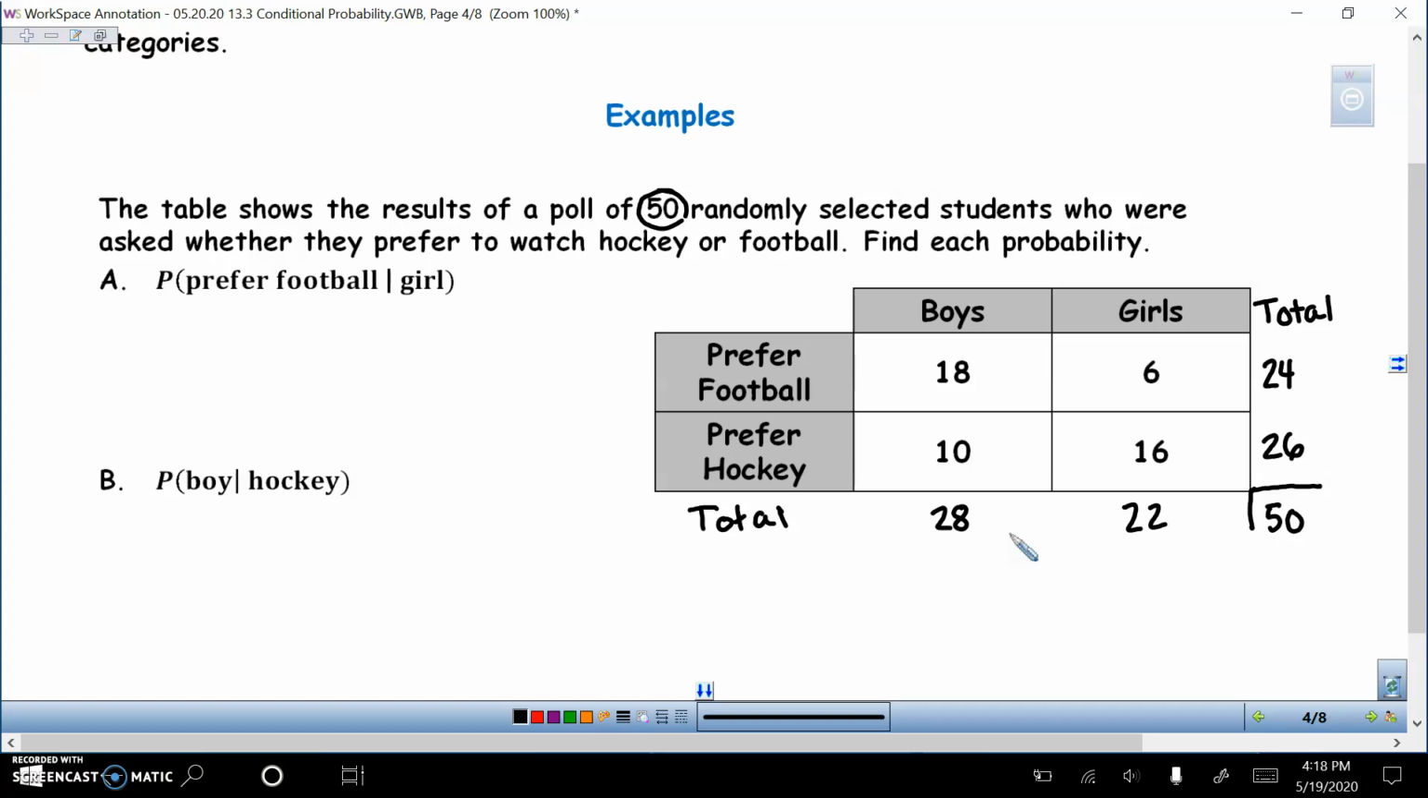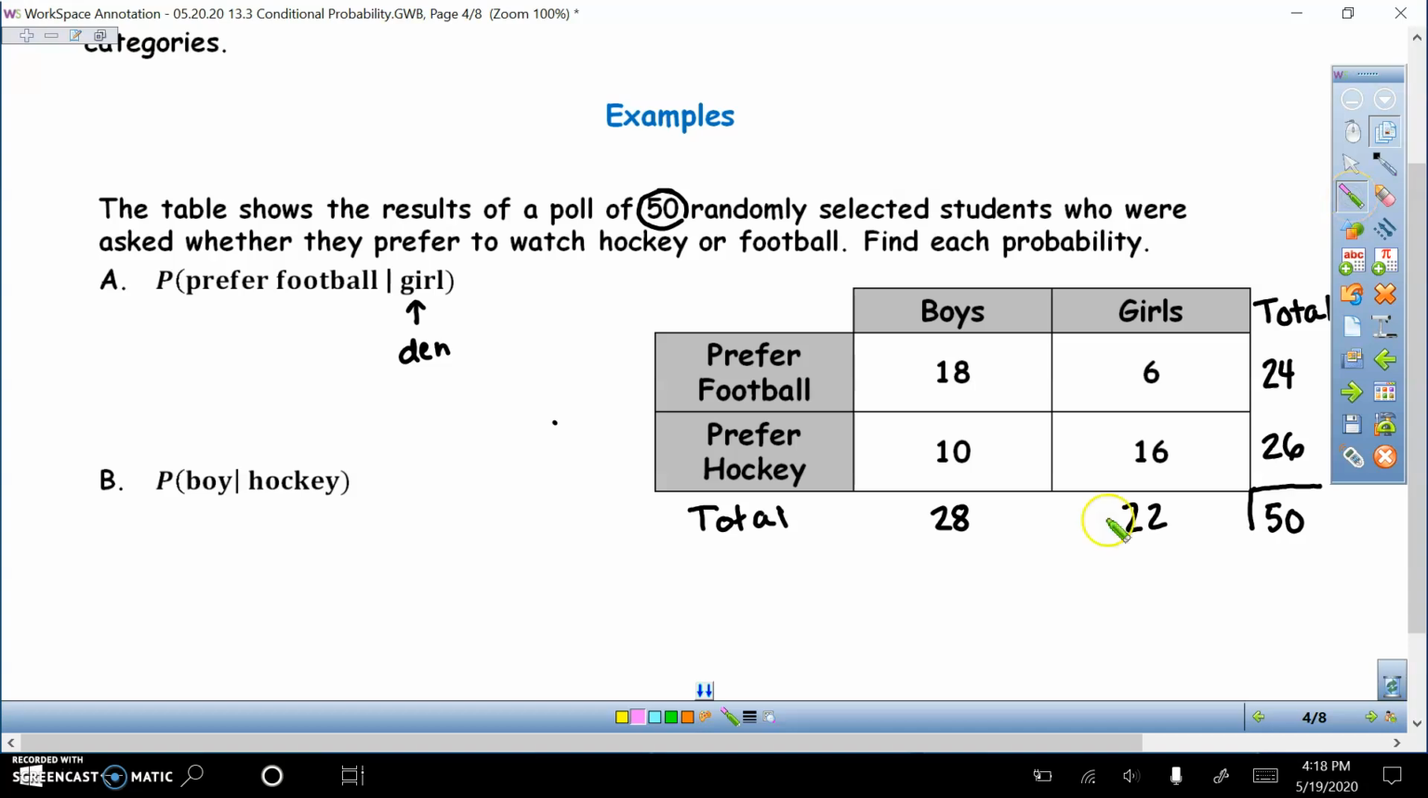For our first example, we are being asked to find the probability that they prefer football given that they are a girl. This is going to be the denominator of your probability. So how many girls were surveyed? There were 22 girls surveyed, so that's my denominator. And then that they prefer football, well, how many girls prefer football? That's your numerator. So I have 6 out of 22. And if your fraction simplifies, make sure you simplify it.